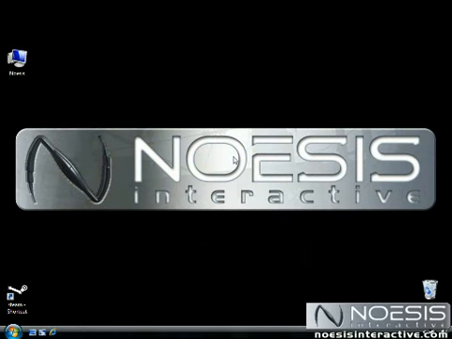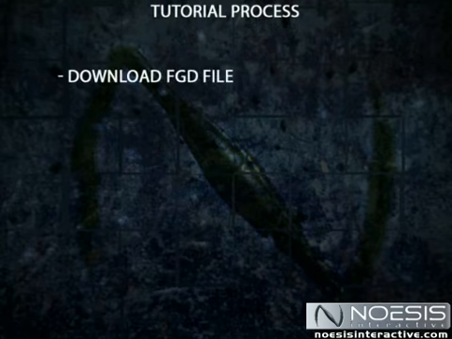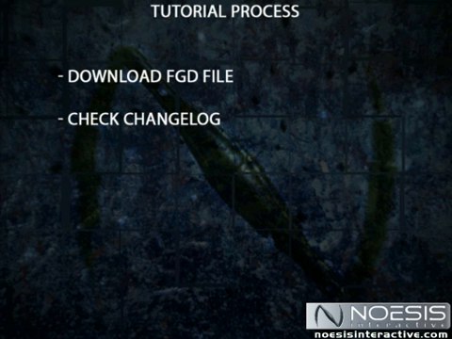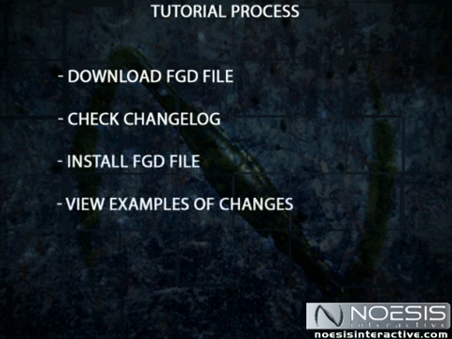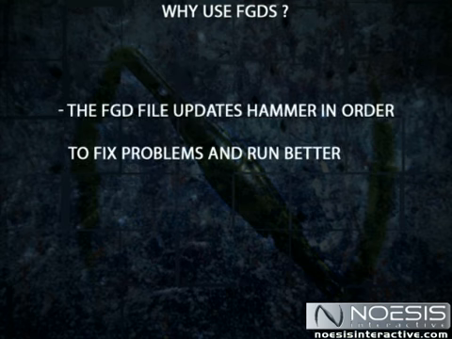The purpose of this tutorial will be to give an introduction to FGDs and how they work within Hammer. The first step is to download the FGD from the internet. Then we will look at the changelog and see what new changes have been made to the FGD. After that, we will install the FGD into Hammer and see some of the changes in action. FGDs are important because they update Hammer and allow it to maximize its functionality.